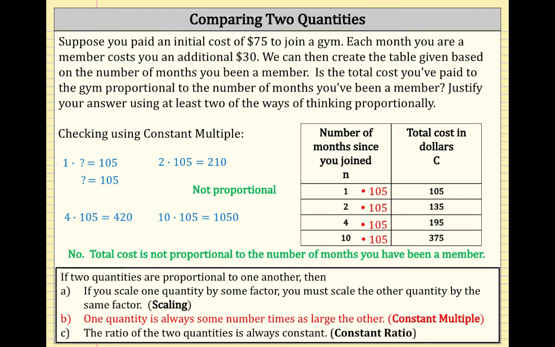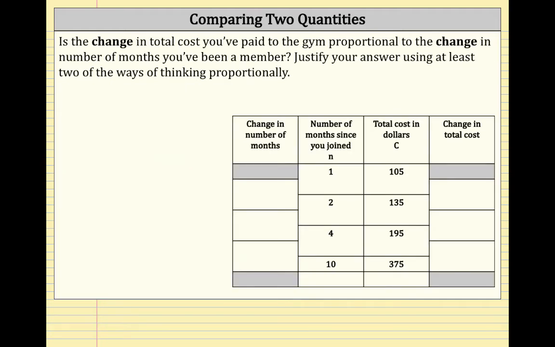Let's continue with this example and look at it a little further. Is the change in total cost that you've paid to the gym proportional to the change in the number of months that you have been a member? Justify your answer using at least two of the ways of thinking proportionally. Here we have created a column to track the changes for both the number of months you've been a member and the change in total cost.